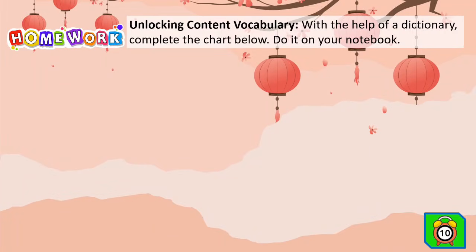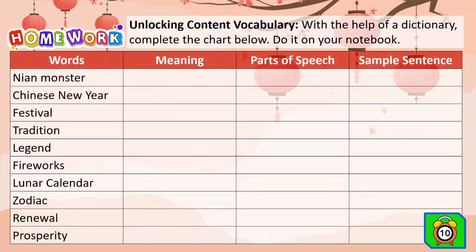But before that, I want you to look for the meaning of these words that we use in the story. Identify the part of speech the word belongs to, like noun, verb, or adjective, and use the word in a sentence.